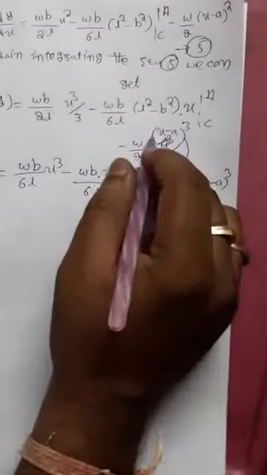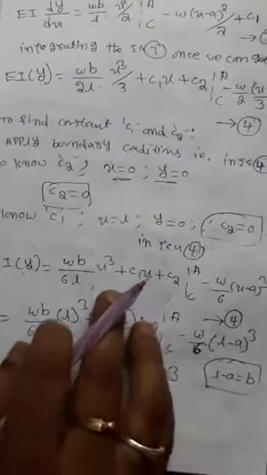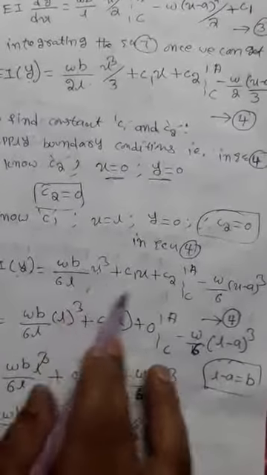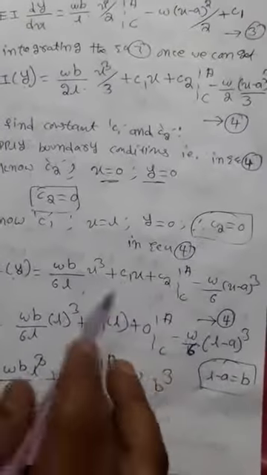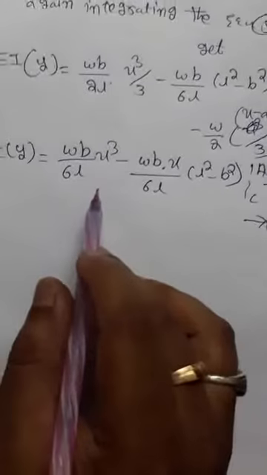Now C2 is nothing but, here in equation number 4, after substitution of the C1 integration, you can get an equation like this. So this is equation number 4. In this, you can substitute the C1 value equal to this equation, and C2 equal to 0. Here C2 equals 0, and you can get equation number 6.